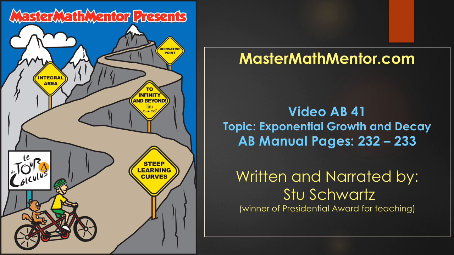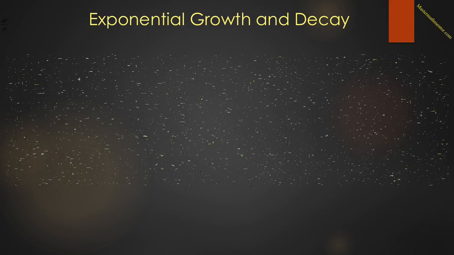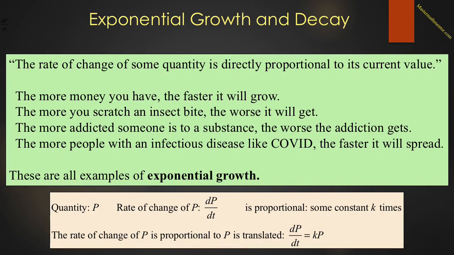This is video AB41. The topic is exponential growth and decay, and it covers the AB manual pages 232 and 233. In this video, we are going to examine a statement that we see regularly in calculus. The rate of change of some quantity is directly proportional to its current value. This means that how fast some quantity grows is a function of how large it is at that time.